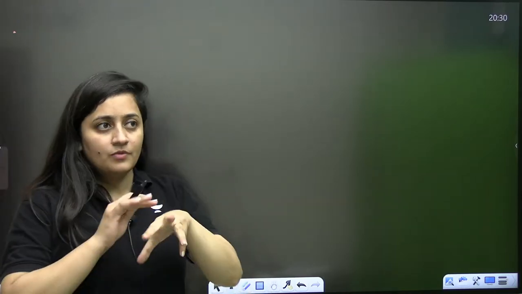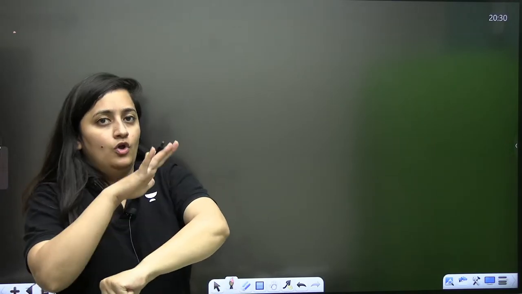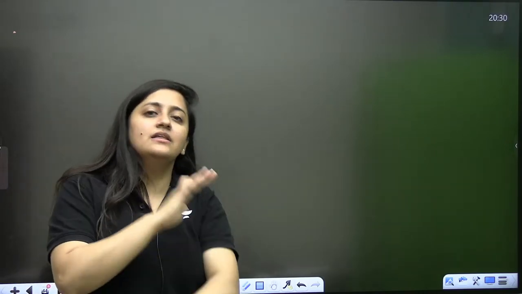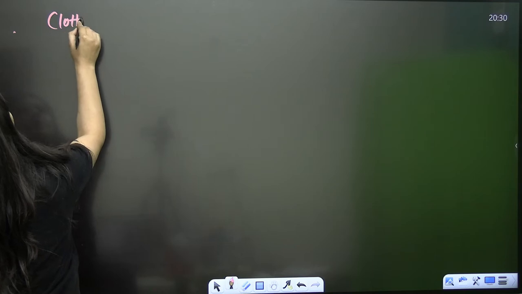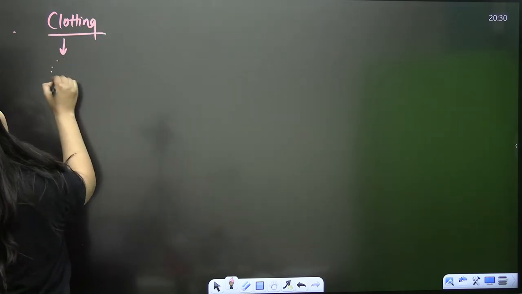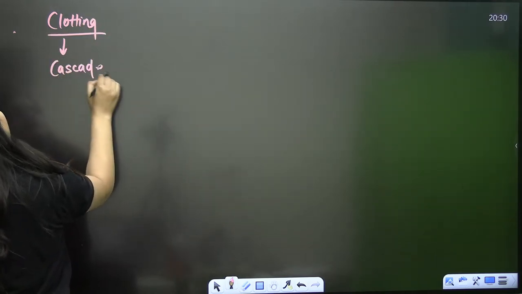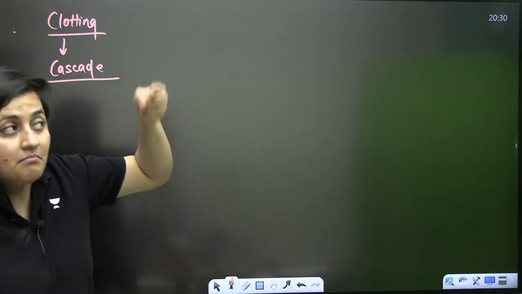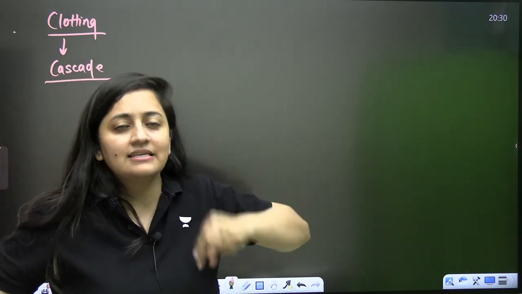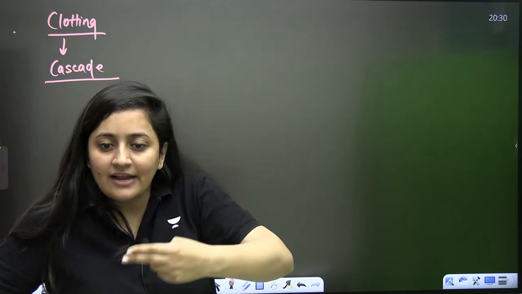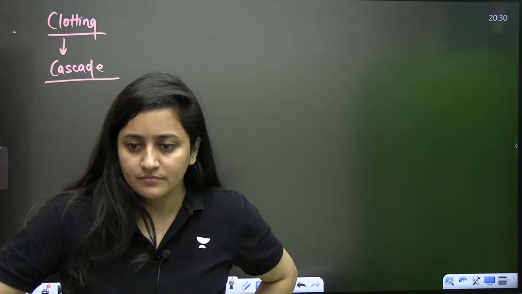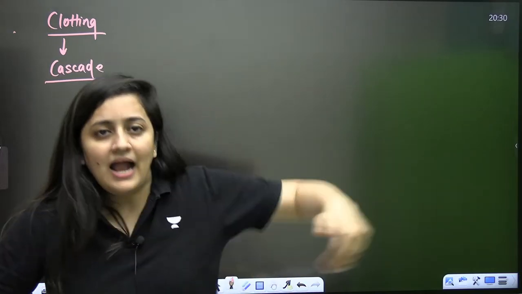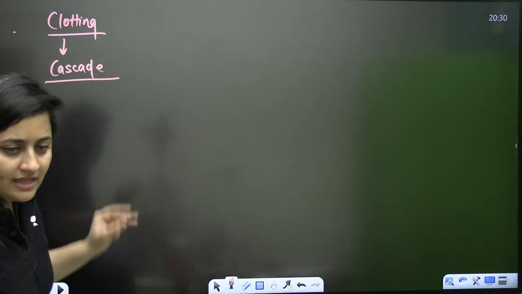So now what is happening? When there is an injury, blood flow should stop. That is basically the clotting. But how that clot will form, this is what we have to study. When you talk about blood clotting or coagulation, actually it's a cascade. It's not a single step process. It's a multiple step process. It's a kind of cascade, one after another, the reactions will go on, and then finally the clot will form.